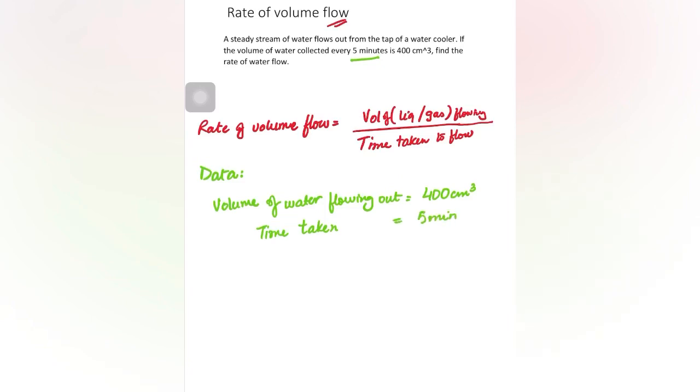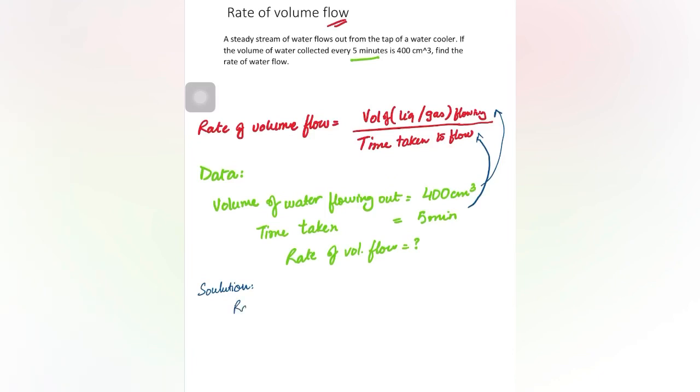And what do we have to find? We have to find the rate of volume flow, which is unknown. So now the solution. It is very simple because we just have to put the values in the formula. We don't have to change it like we did in the last question.